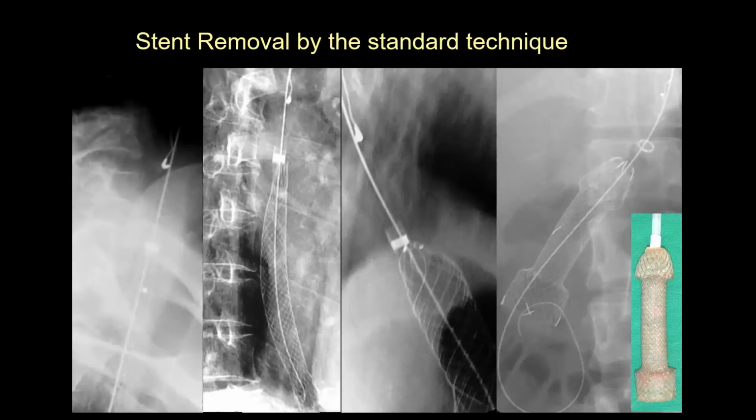Here are 4 examples of stent removal by the standard technique. The proximal end of the stent is collapsed.